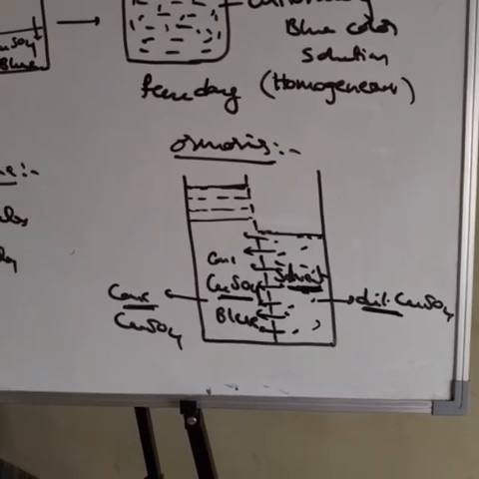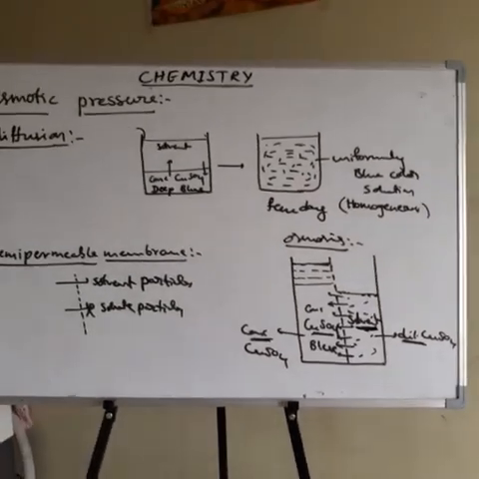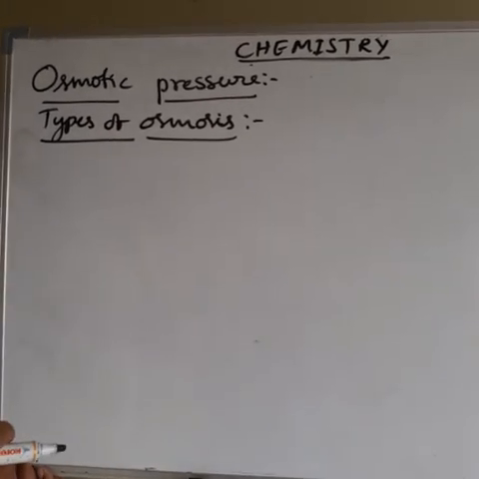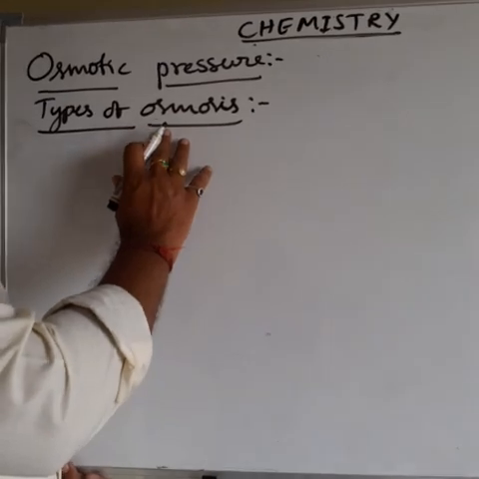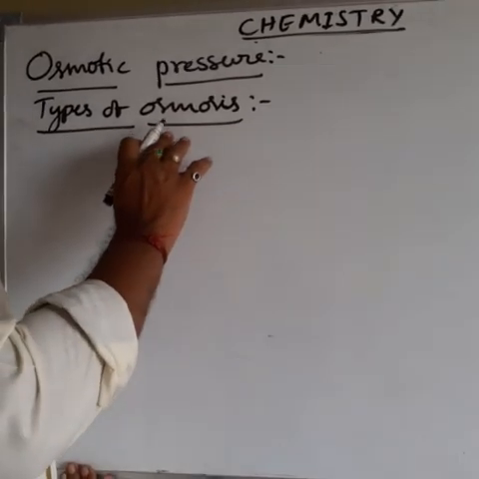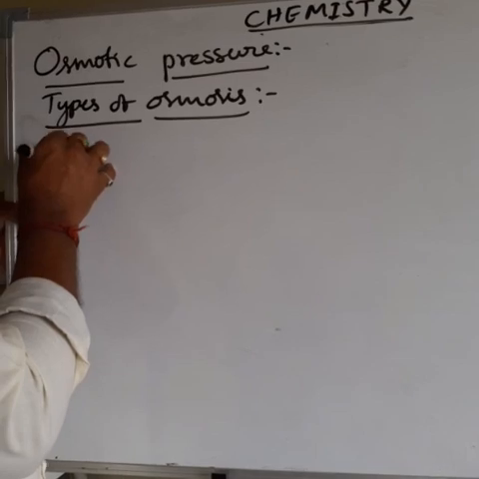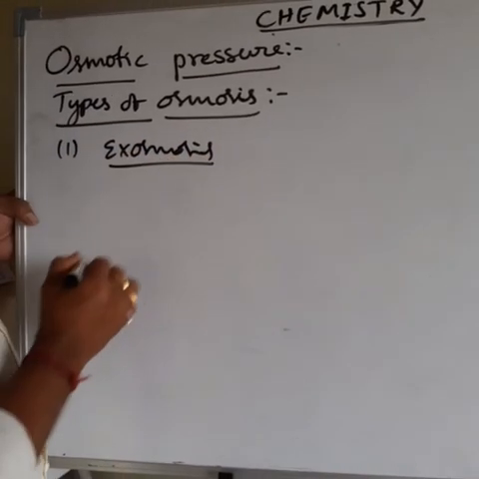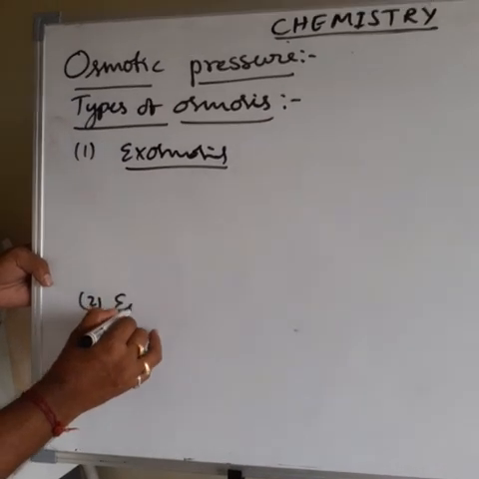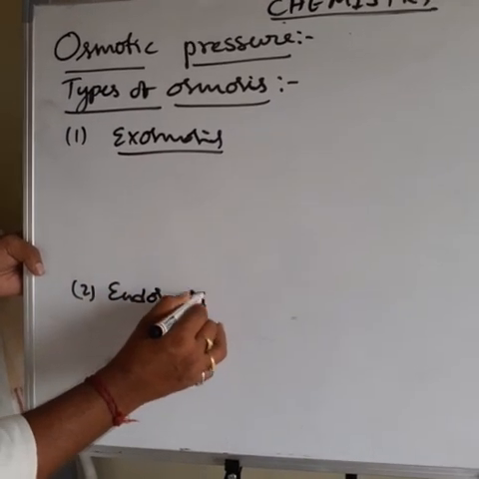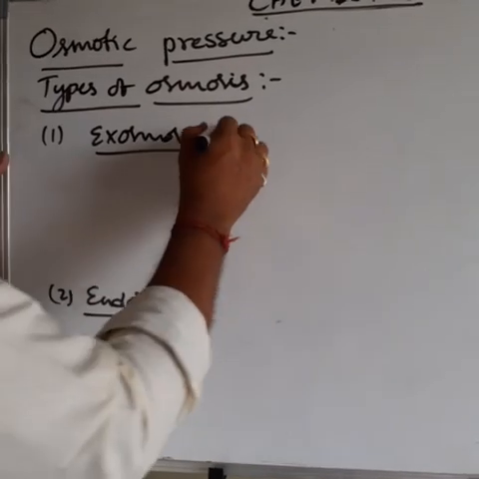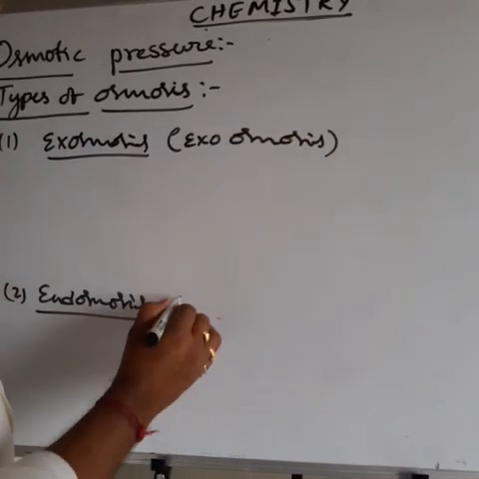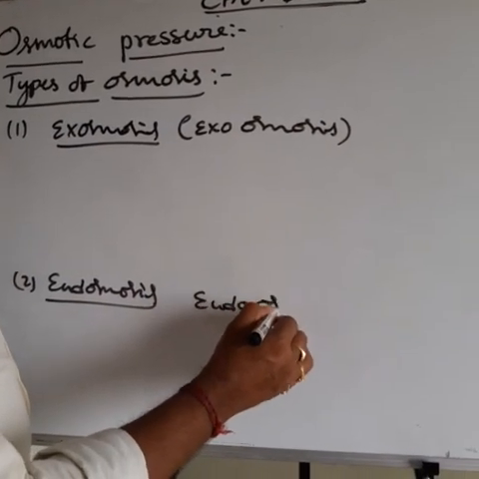The next concept is types of osmosis. Just now I told the definition of osmosis. Osmosis is divided into two types. The first one is exosmosis, and the second one is endosmosis. Exosmosis's other name is exoosmosis, and endosmosis's other name is endoosmosis.